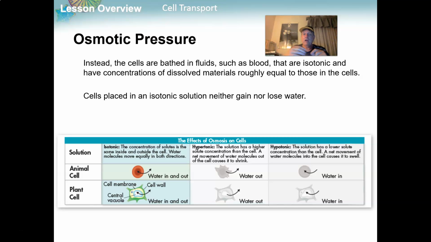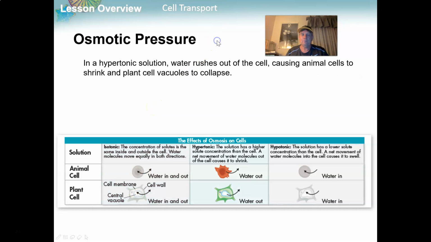Therefore, we don't have a lot of water going from a high concentration to a low concentration because everything is equal. It's isotonic. So in other words, the shape of the cell does not change. So in our blood cell, our animal cell, and our plant cell, it's going to be okay. There's not going to be any change. It's not going to shrink. It's not going to get larger. So cells placed in an isotonic solution neither gain nor lose water.